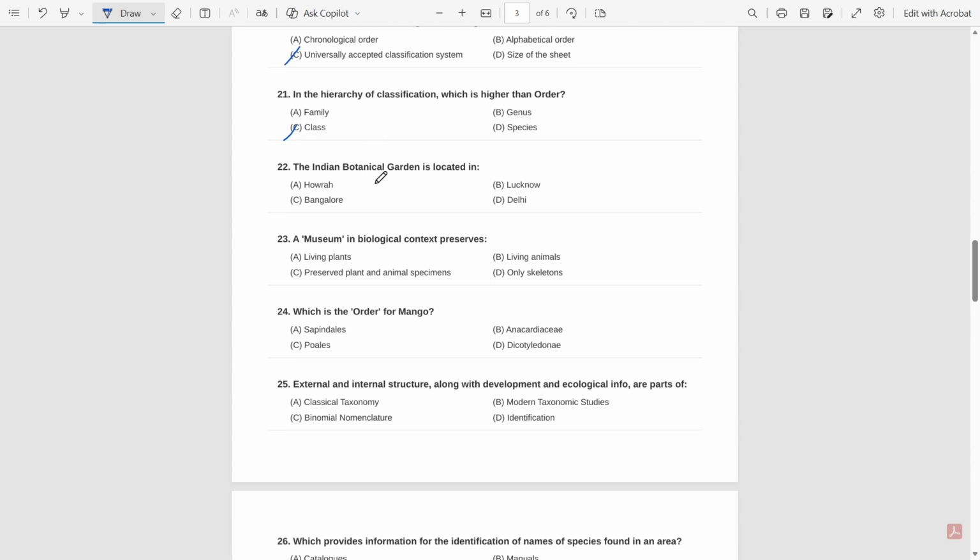22. The Indian Botanical Garden is located in A. Howrah. B. Lucknow. C. Bangalore. D. Delhi. The answer is A. Why? The famous Great Banyan tree is located here in Howrah, Kolkata.